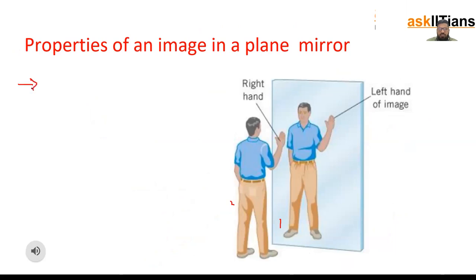You should remember that the plane mirror image is virtual. Image is virtual, that means it is not actually forming, it only appears to form. Image is virtual and image is upright. Upright means the same orientation as the object.